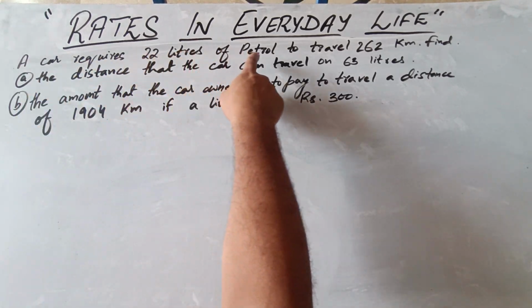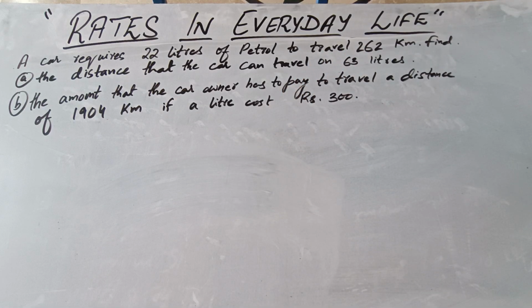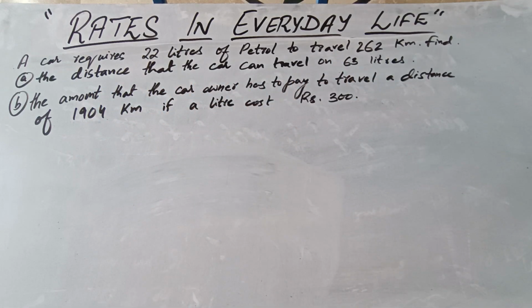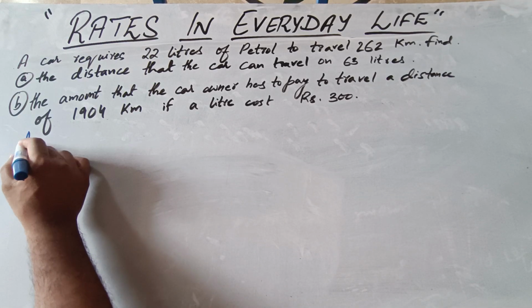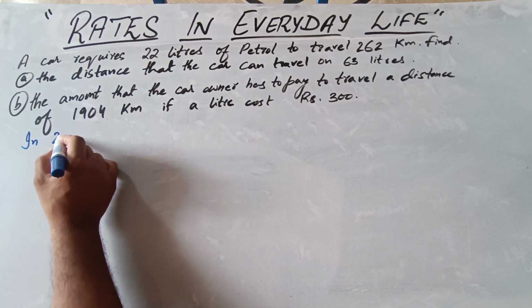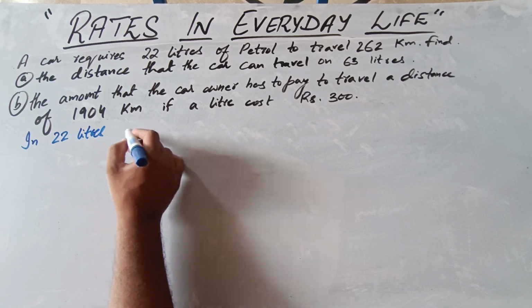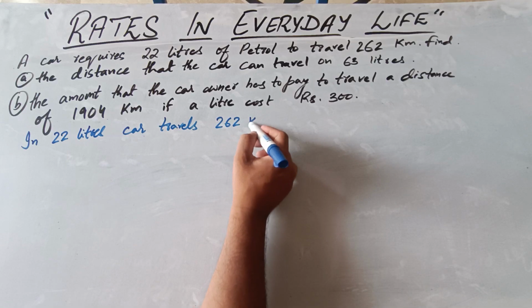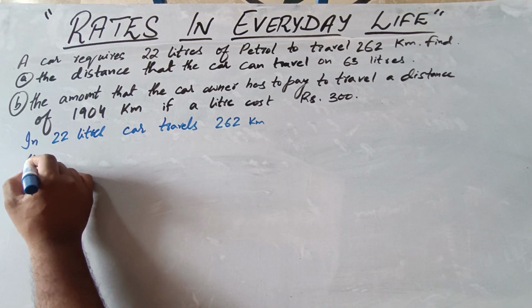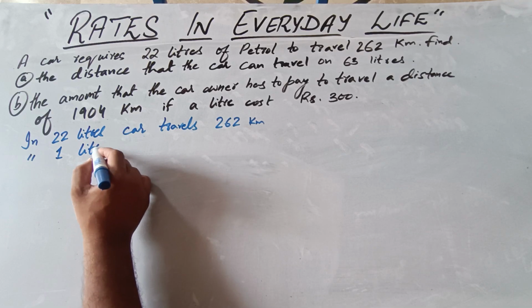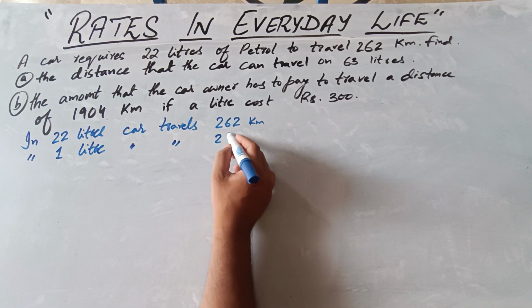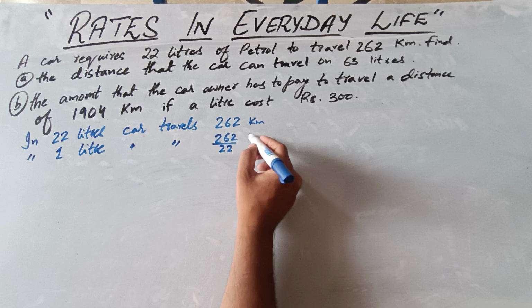A car requires 22 liters of petrol to travel a distance of 262 kilometers. Find the distance that the car can travel in 63 liters. So the first method is the unitary method. So we will start with the statement: in 22 liters car travels 262 kilometers. Then we will find for 1 liter, the unit rate. In 1 liter of petrol, car travels 262 divided by 22 kilometers.